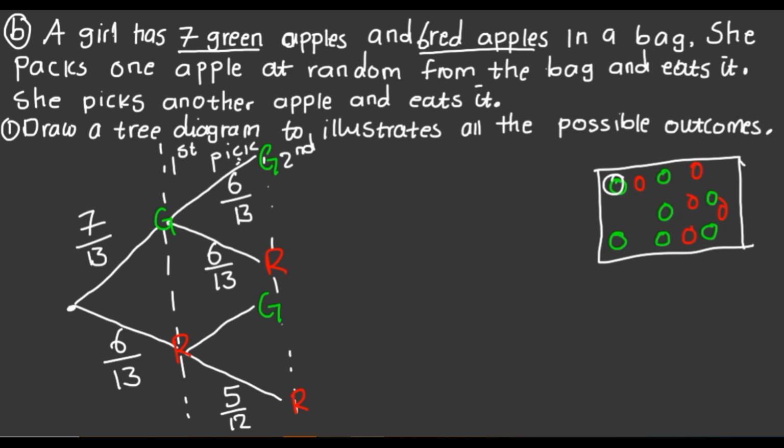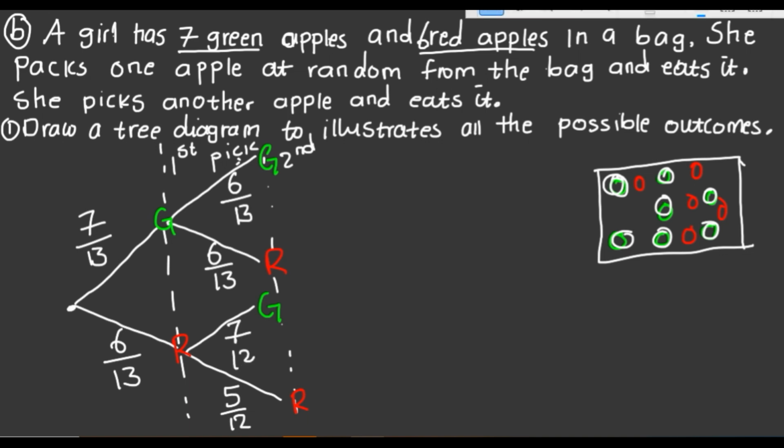Then for the green, how many green do we have? 1, 2, 3, 4, 5, 6, 7. So it's 7 over 12. Let me just change these. Even here we need to have 12 as the total. Make sure that these numbers are equal. Okay, so we are done. We have drawn our tree diagram.